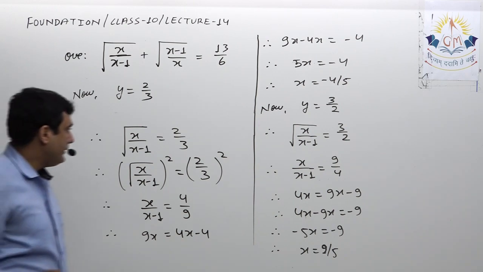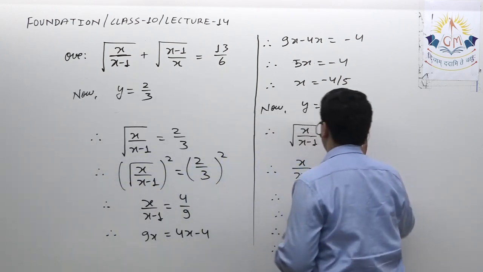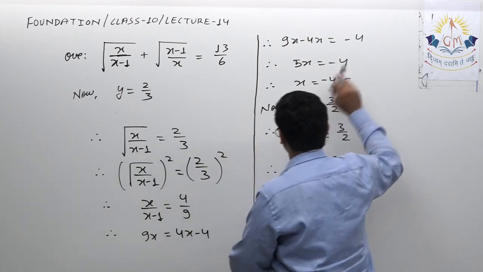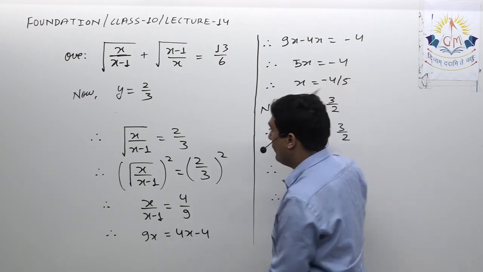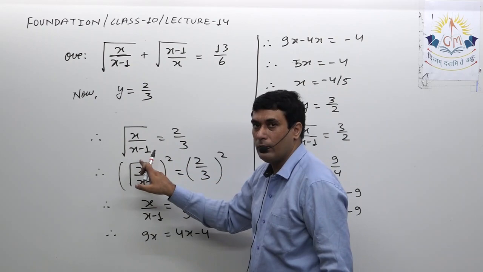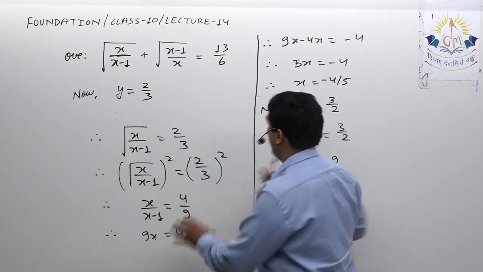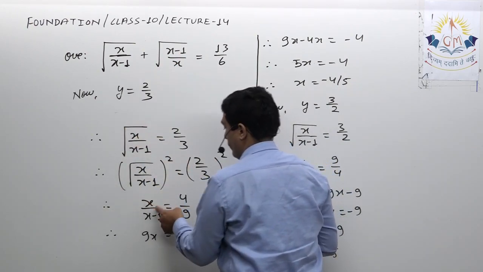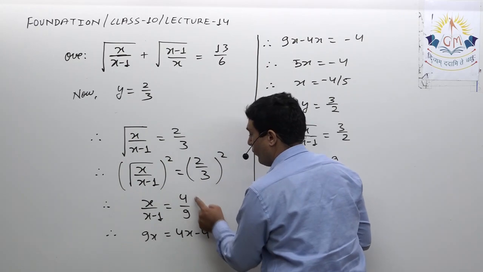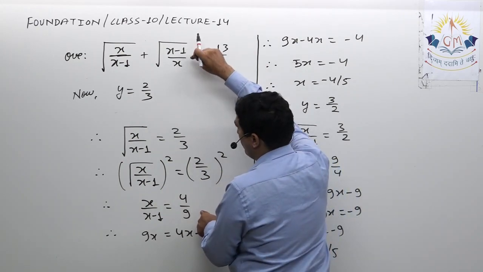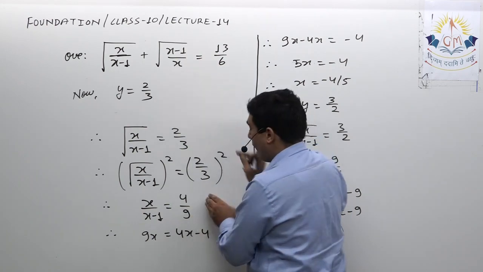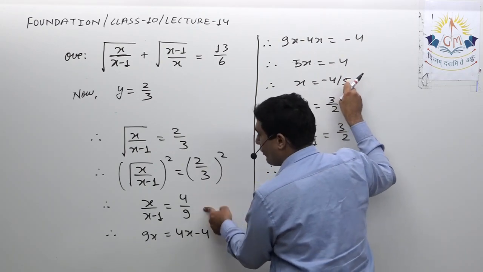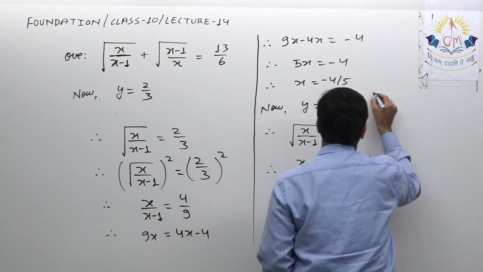Okay, so now we'll check. One thing that you should understand: we got x is equal to minus 4 by 5 because root of x upon x minus 1 is 2 by 3. So I won't put the value of x over here, I will directly take this value. x upon x minus 1 is equal to 4 by 9, so definitely x minus 1 upon x will be 9 by 4. I will directly put this value, because I got this because of this only.